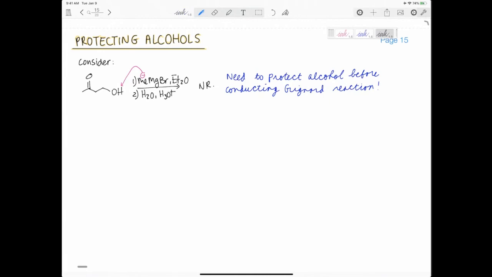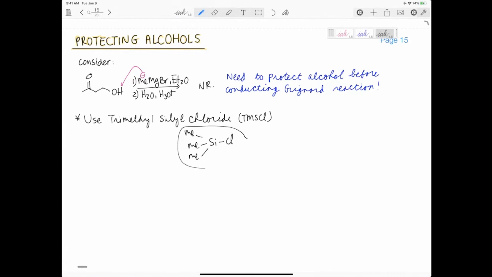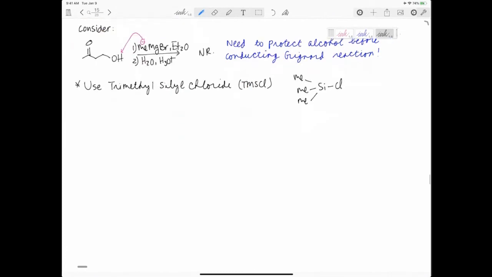Okay, and how do we protect alcohols? We use something called trimethylsilyl chloride. We abbreviate it as TMSCl for short, and it looks like this. Let me just shift this to the side. You don't need to know the mechanism for this, thank goodness.